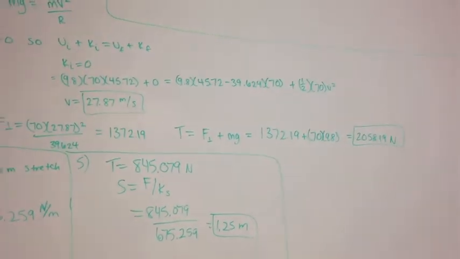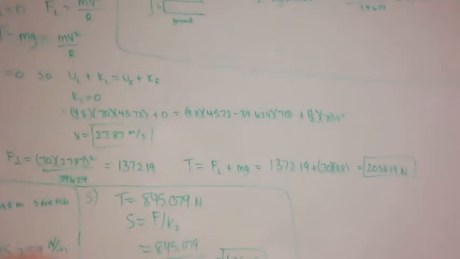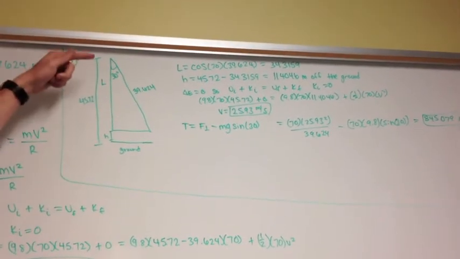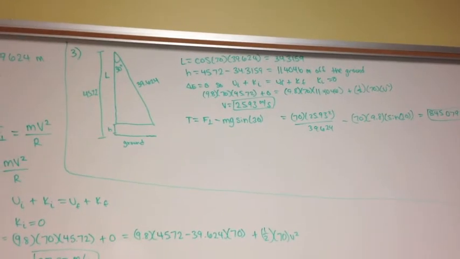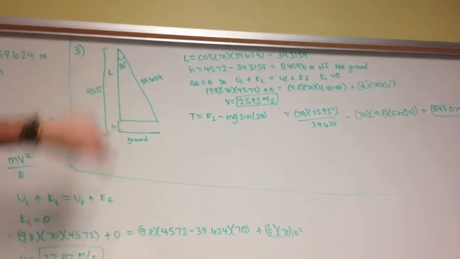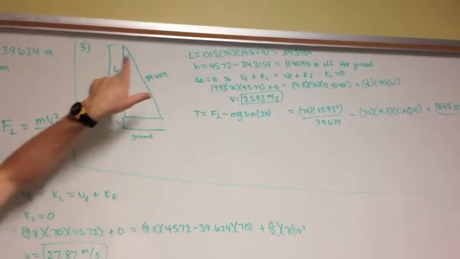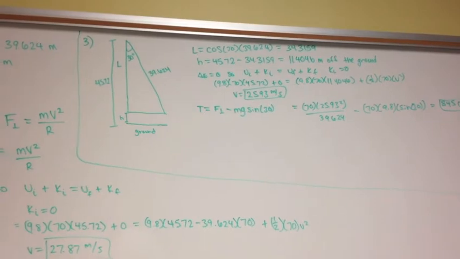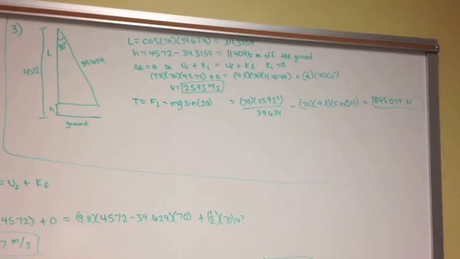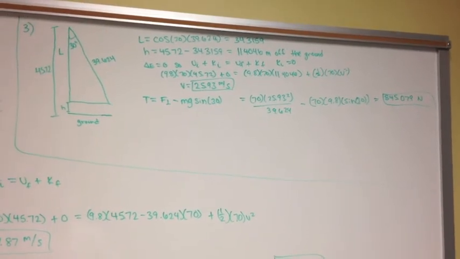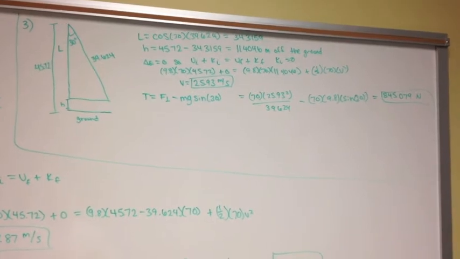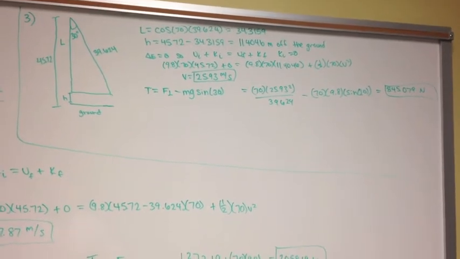For the next problem, we're looking at when you are 30 degrees from the bottom of the trajectory. So you're going to be a different height off the ground because you're not at the very bottom. So that's what we're going to solve for first. This L right here is going to be cosine 30 times the length of the rope, which is 39.624 meters, and that's going to give us 34.3159 meters. So to find this distance off the ground, we're going to subtract that from the total height from the rock, and that's going to give us 11.4046 meters off the ground.